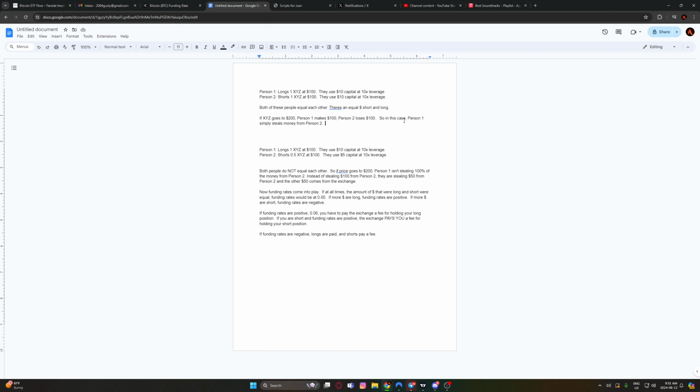Very, very simple. Now, in this second example, it's very similar. Person one longs one XYZ at $100. They use $10 of capital at 10x leverage. Person two, though, this time shorts 0.5 XYZ, not 1. We're looking at a different quantity. So they're using $5 capital at 10x leverage. That's about $50 worth, right? Both people do not equal each other.